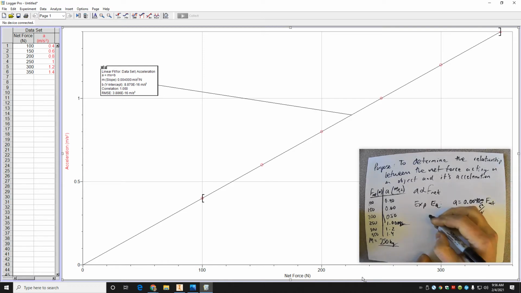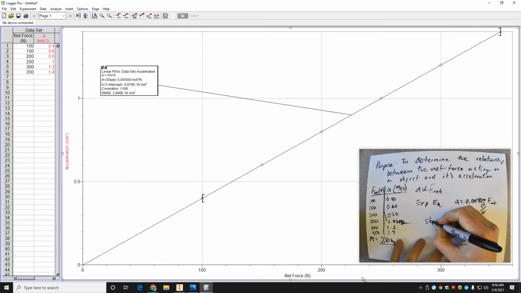All right, so let's take a look at the slope here. Let's analyze the units first. Meters per second squared per newton. Well, what's a newton?